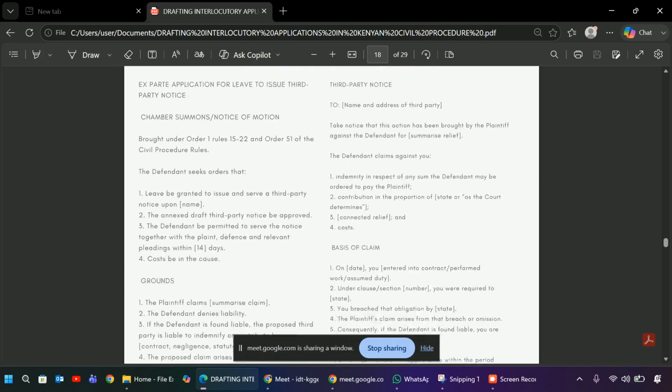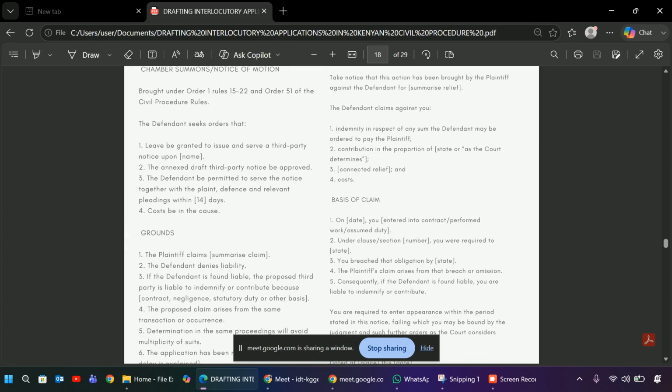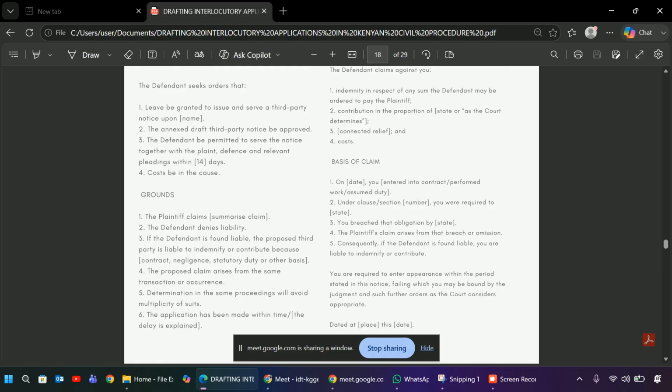And the basis of the claim is that on this date you entered into a contract with me, you performed work, you assumed duty under clause this, you are required to do this, you breached that obligation, and now the plaintiff's claim arises from that breach or omission, and consequently if the defendant is found liable, you are liable to indemnify or contribute. You are required to enter appearance within the period stated in this notice, failing which you will be bound by the judgment and such further orders as the court considers appropriate.